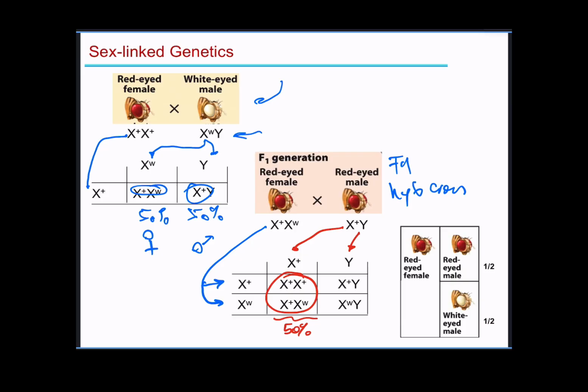Whereas the males, again 50% of the progeny, half of the males inherited an X with a wild type from mom, but the other half inherited an X with a mutant. And in those males, that mutant allele is hemizygous, and it expresses phenotypically as white-eyed males. Okay? Did that make sense?